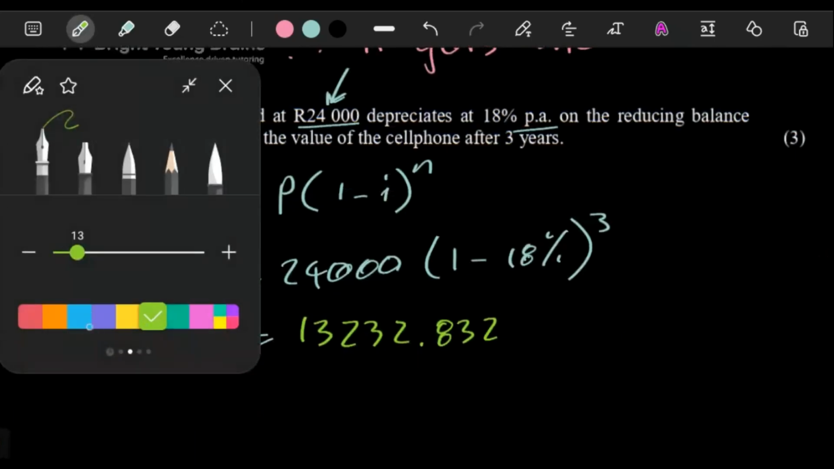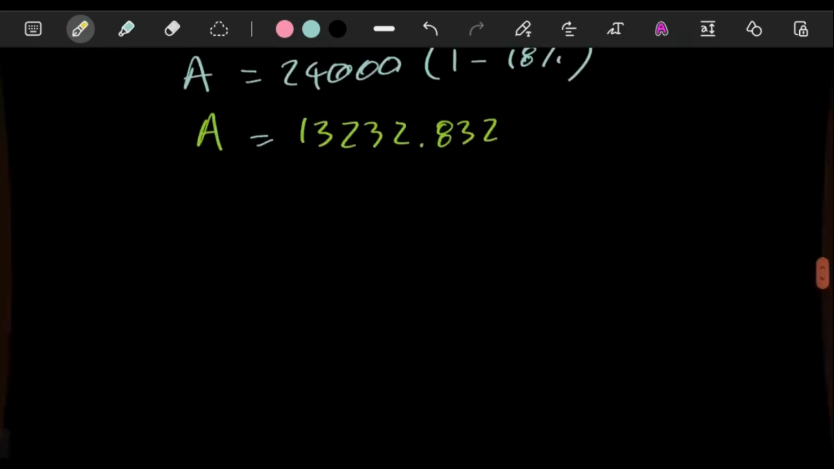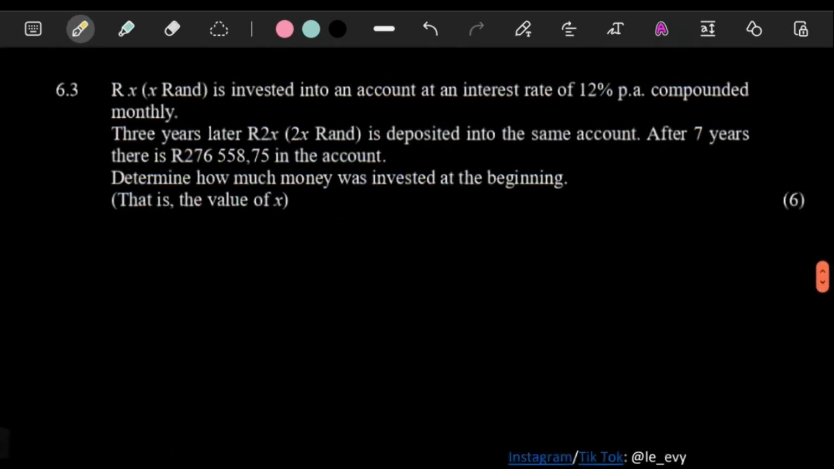Let's see what we can do in the last question here. The last question. Wait a minute, I did this question. Did I? No, I probably didn't. I probably did though. No, it just looks similar to this financial math question that I did like a day or two ago.